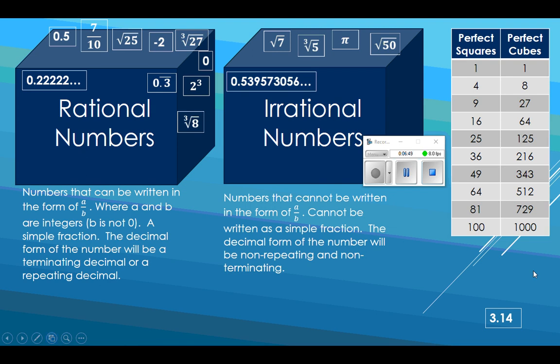3.14. Did you get fooled? This is a rational number. This is not pi. Pi is crazy, goes on forever. This doesn't go on forever. This is 3 and 14/100ths. This is rational. Be careful. We do use 3.14 as an estimate for pi, but it is not pi.